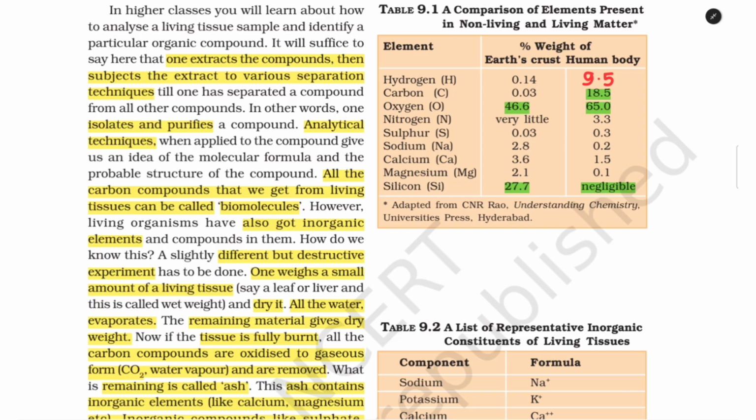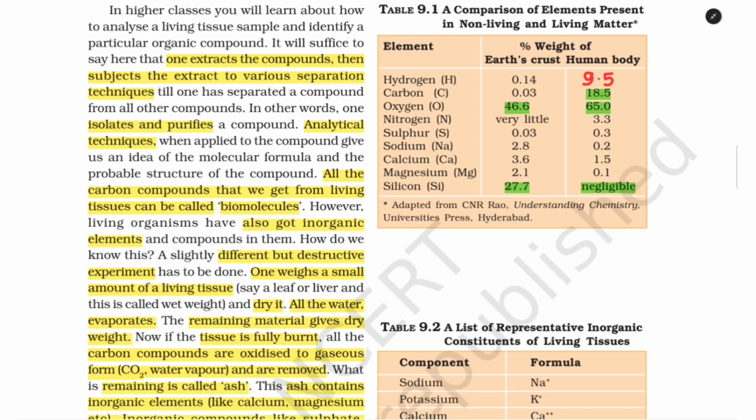Analytical techniques, when applied to the compound, give us an idea of the molecular formula and the probable structure of the compound. All the carbon compounds that we get from living tissues can be called biomolecules. However, living organisms have also got inorganic elements and compounds in them. How do we know this? A slightly different but destructive experiment has to be done. One weighs a small amount of a living tissue, say a leaf or liver, and this is called wet weight, and dries it. All the water evaporates. The remaining material gives dry weight.